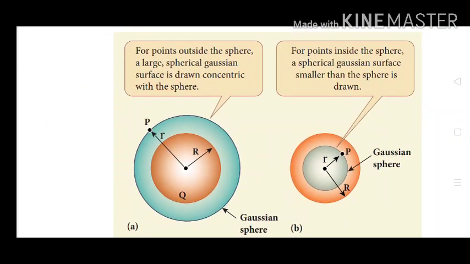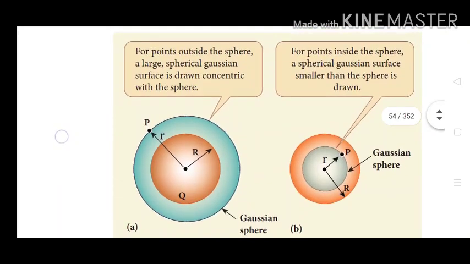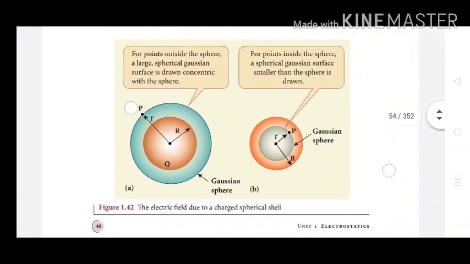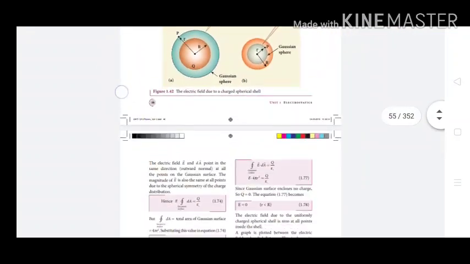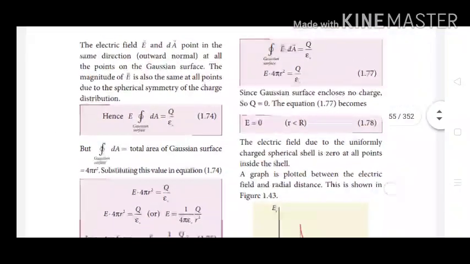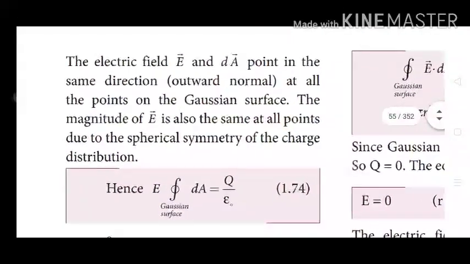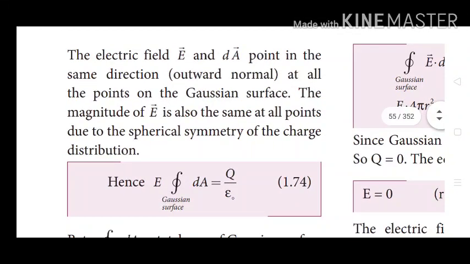For points outside the sphere, a large spherical Gaussian surface is drawn concentric with the sphere. For points inside the sphere, a spherical Gaussian surface smaller than the sphere is drawn. We should understand this concept from the diagram. So the next is the electric field E vector and dA vector point in the same direction, that means the outward normal at all points on the Gaussian surface.